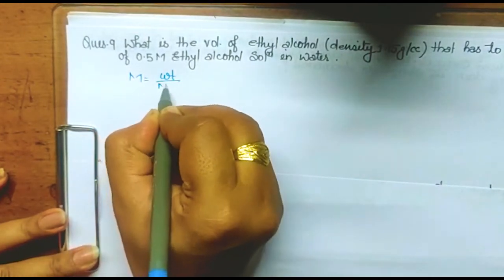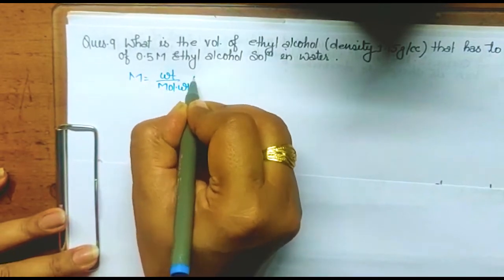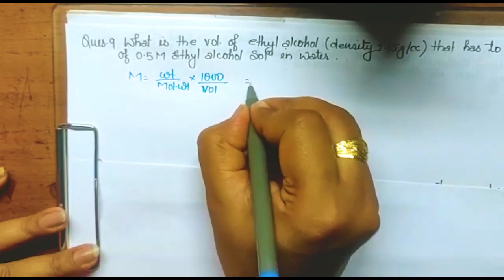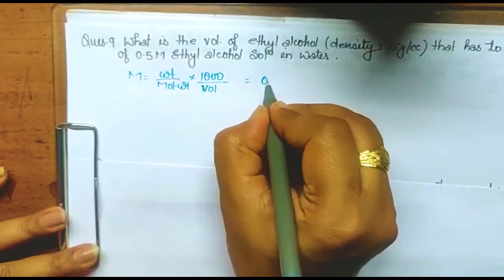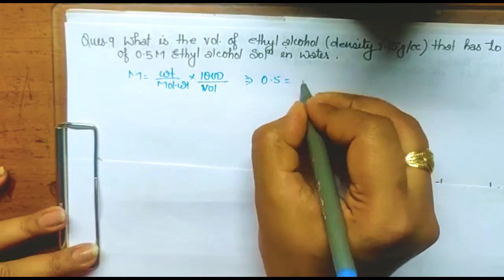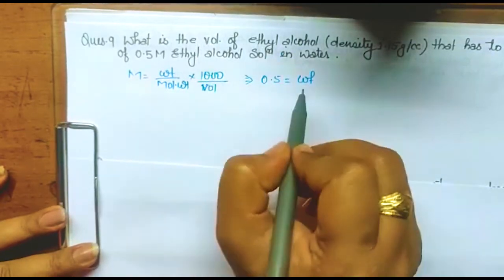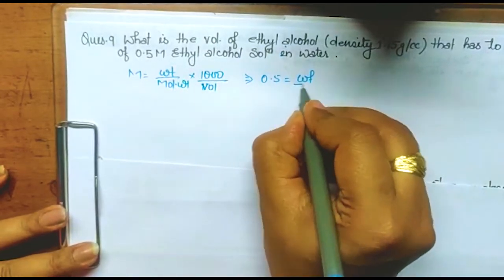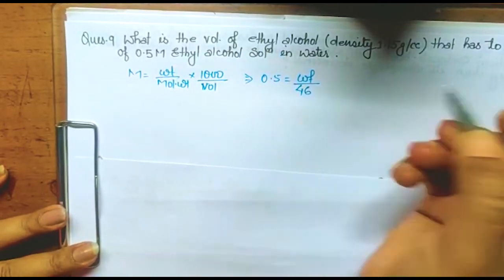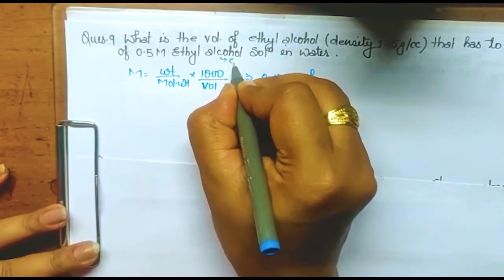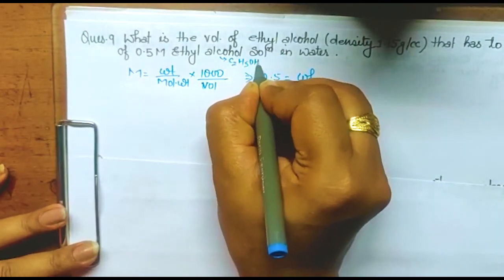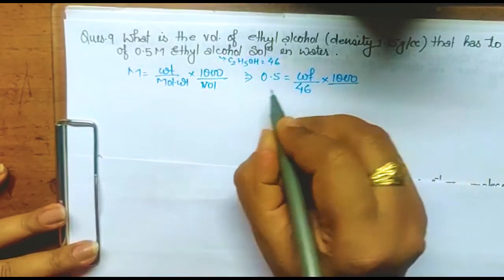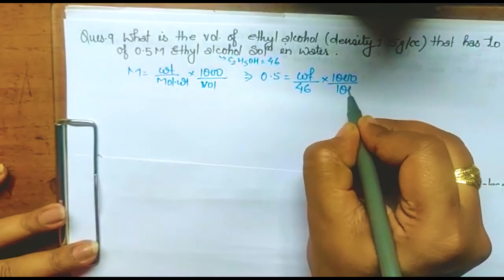Weight upon molecular weight, into 1000 upon volume. Molarity is given as 0.5, isn't it? We will find the weight first, because if we get the weight and the density is given, then we can find the volume. So weight upon molecular mass. What is the molecular mass of ethyl alcohol? 46. You should learn it. Ethyl alcohol is C2H5OH, so you will get 46, into 1000 upon volume, which is given as 100 cc, 100 milliliter.